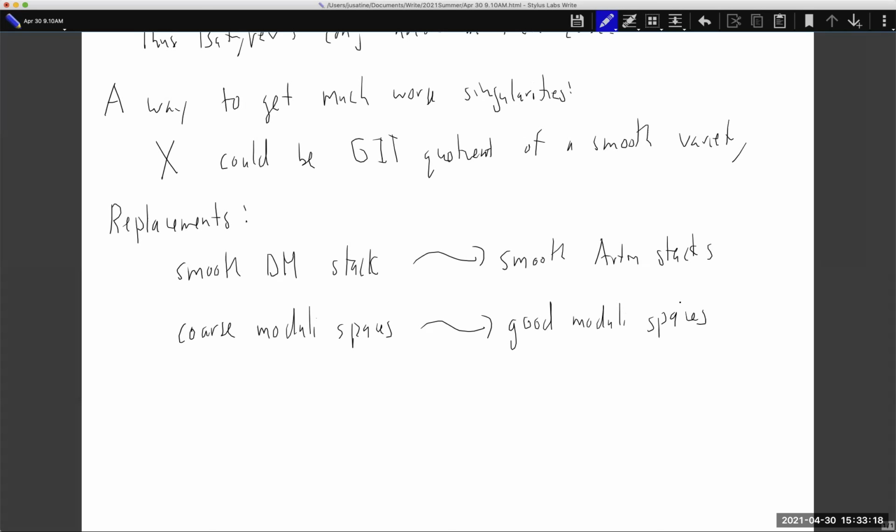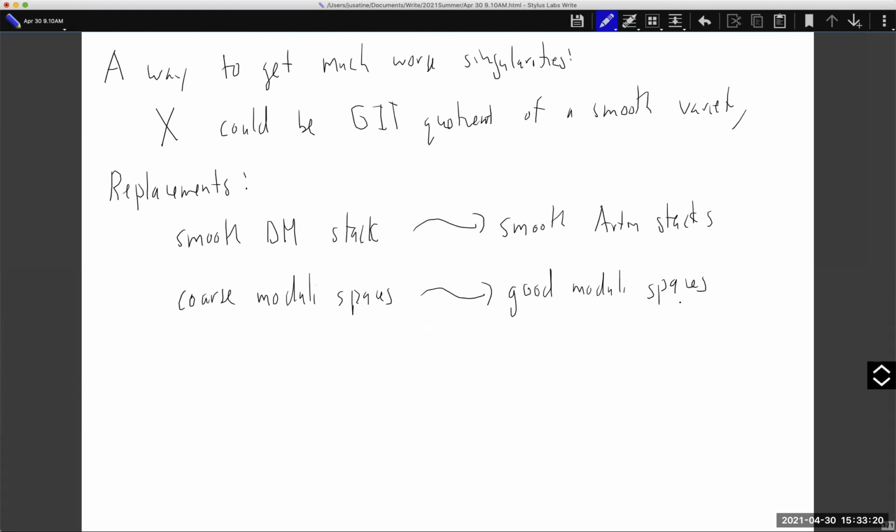So in other words, instead of working with the coarse space of a Deligne-Mumford stack, we could talk about the varieties that are good moduli spaces of smooth Artin stacks, which look like quotients by higher dimensional groups. But that's not the whole story above. So the motivating question for what we've been working on is what should play the role of orbifold cohomology.